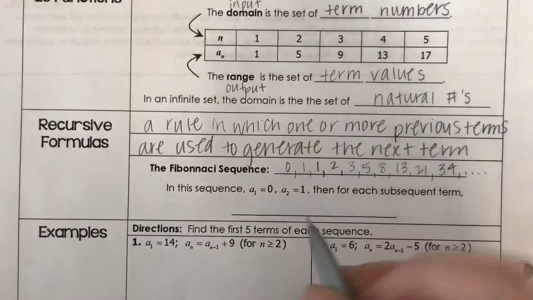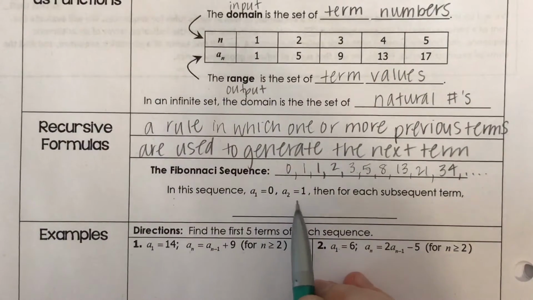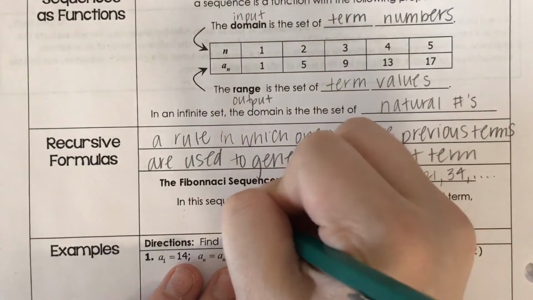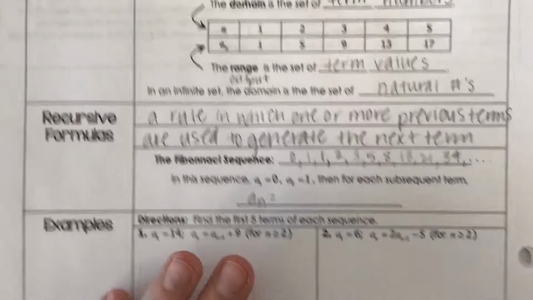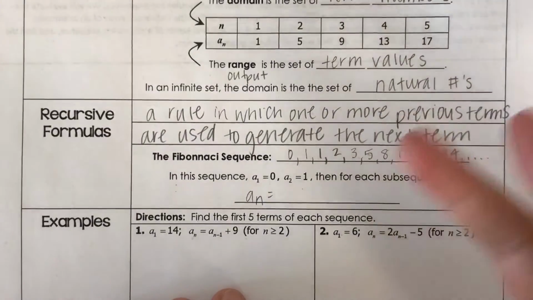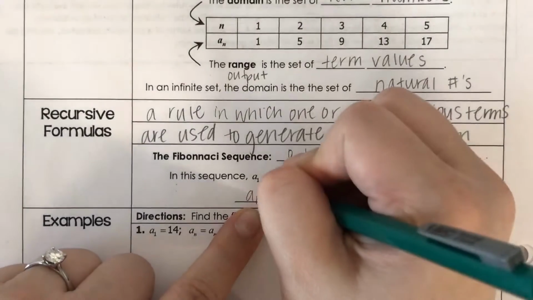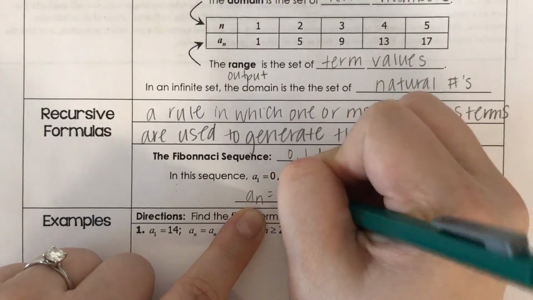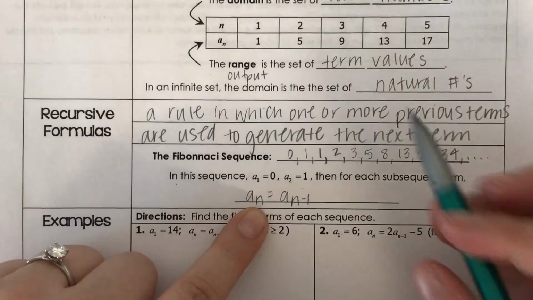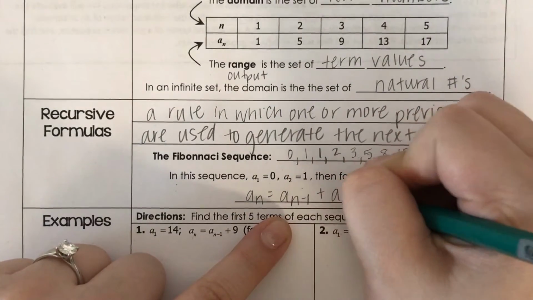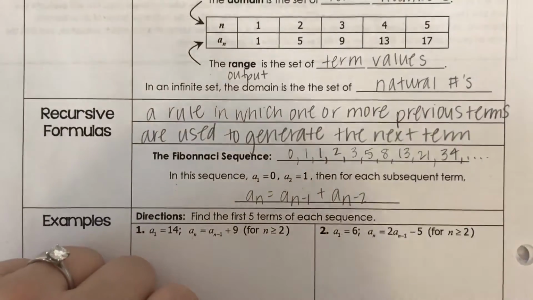So in this sequence, a sub 1 is 0, a sub 2 is 1. Then for each subsequent term, a sub n, whatever term we're trying to find, is the two previous terms added together. So if we want to define a sub n, we need to add together a sub n minus 1, which is the term before it, plus a sub n minus 2, which is the term before that.